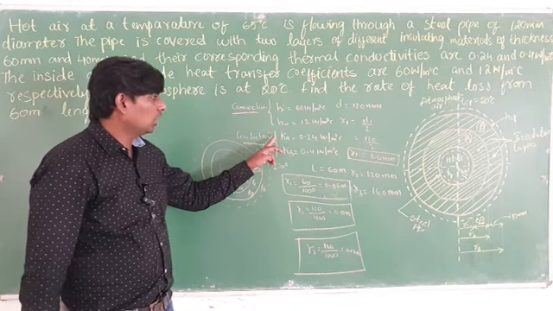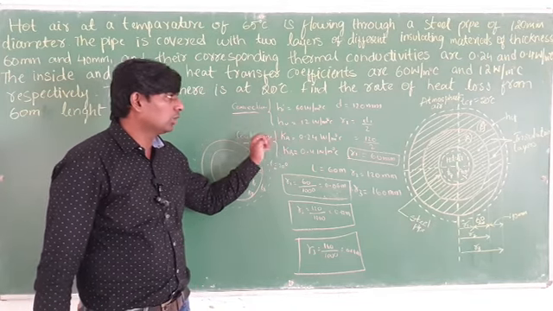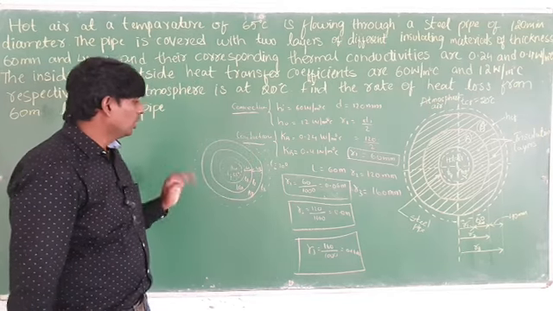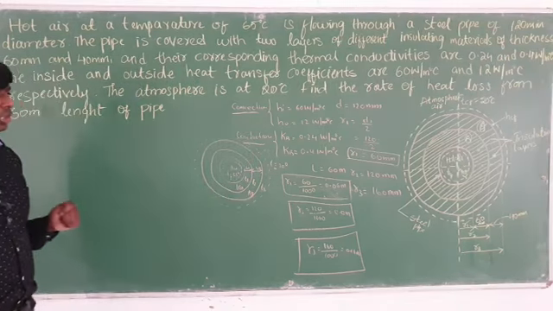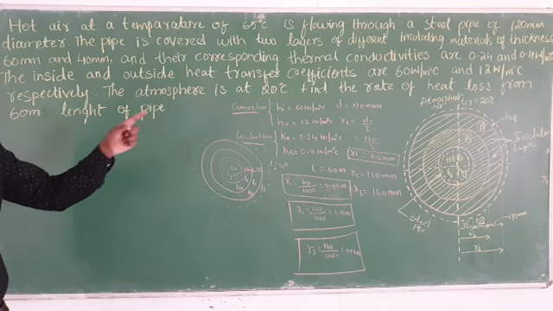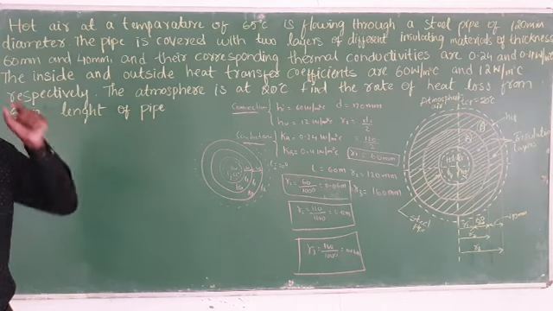This is the value of Ka, this is Kb, this is Hi, and this one is HO. R1, R2, R3, Ka, Kb, Hi, HO: these are the things that are given. Next, you have to find the rate of heat loss.